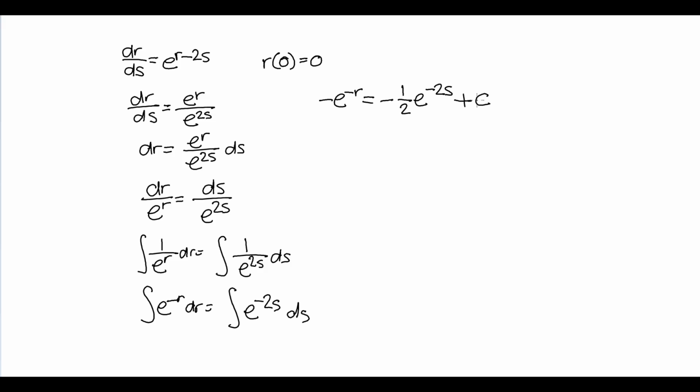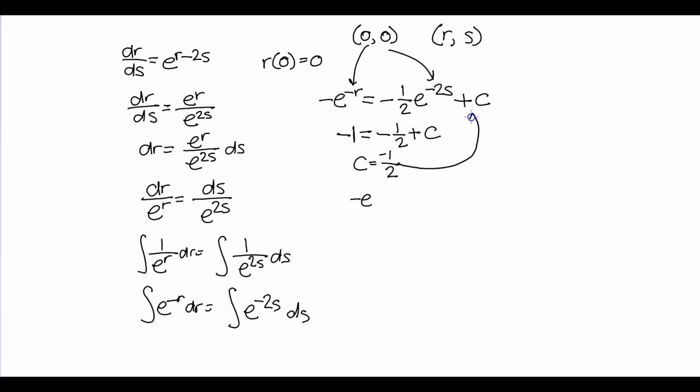So if r of 0 equals 0, that means our initial point is (0, 0). They're both the same. So we would substitute in 0 for r and another 0 for s and solve for c. So you have negative e to the negative r, so negative e to the 0, which is negative 1, equals negative 1/2 times 1 plus c. And you get c equals negative 1/2.